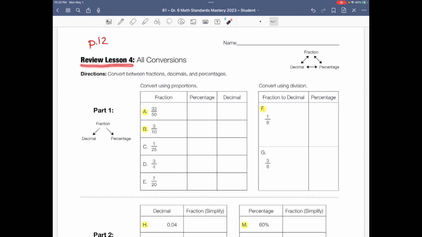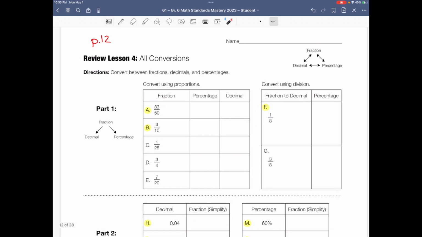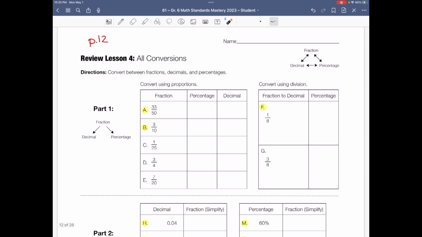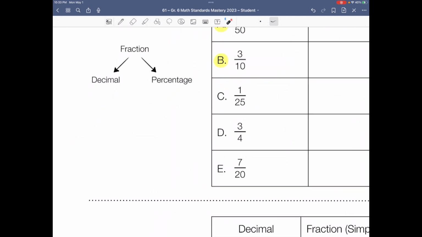This is review lesson 4, all conversions, and this is found on page 12. Directions: convert between fractions, decimals, and percentages. What's going to be helpful for you during this lesson is if you know your factors of 100. So right in this space here, let's go write down our factors of 100.